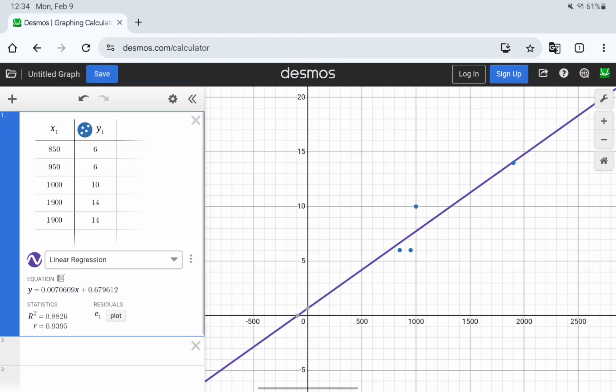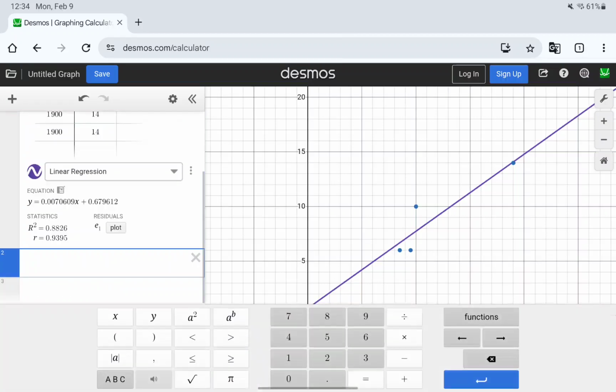So we have our linear model, which takes care of part A. We also have our correlation coefficient of 0.9395, which gives us our answer for part B and tells us we have a strong positive association, meaning this model is good for predictions.